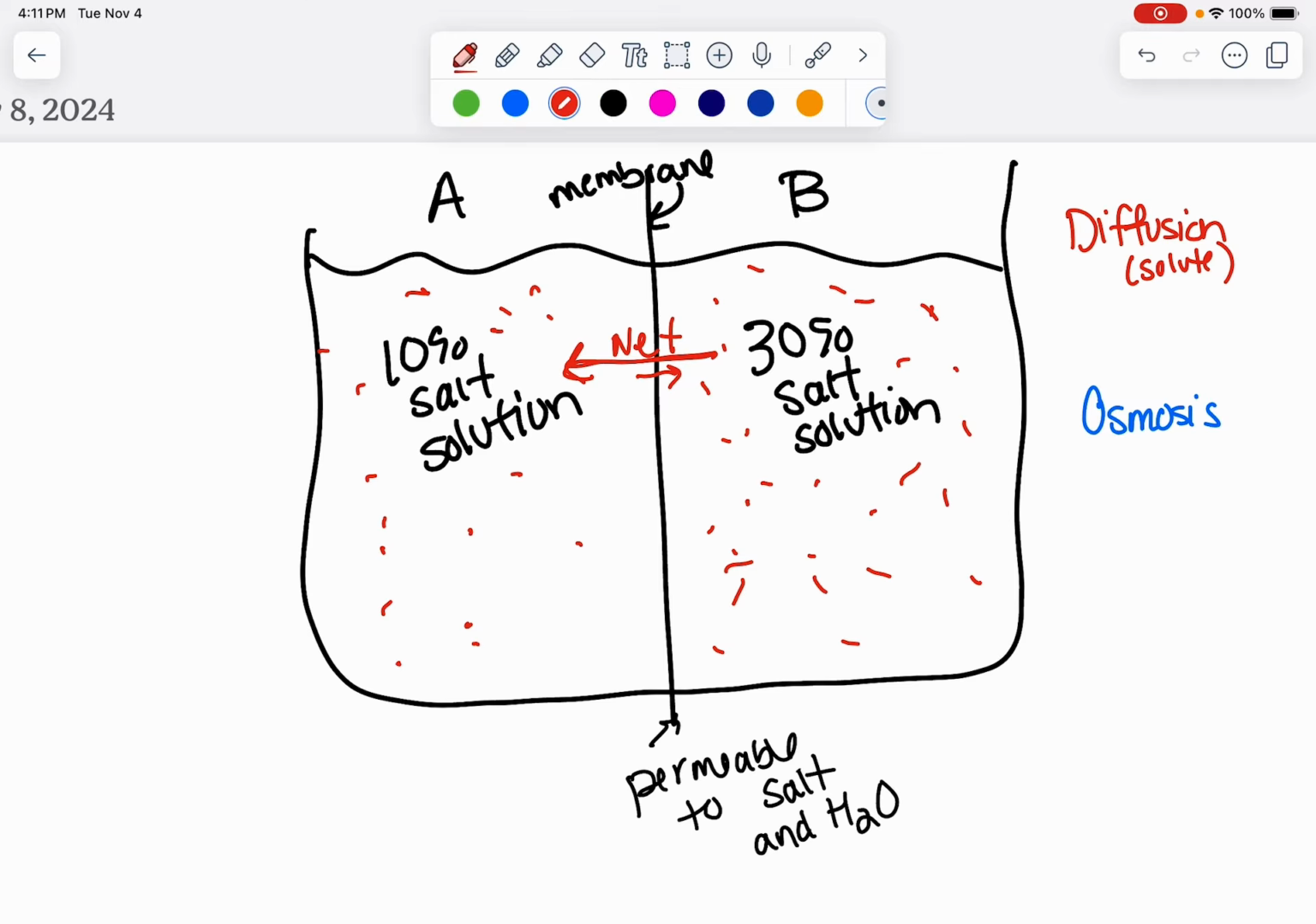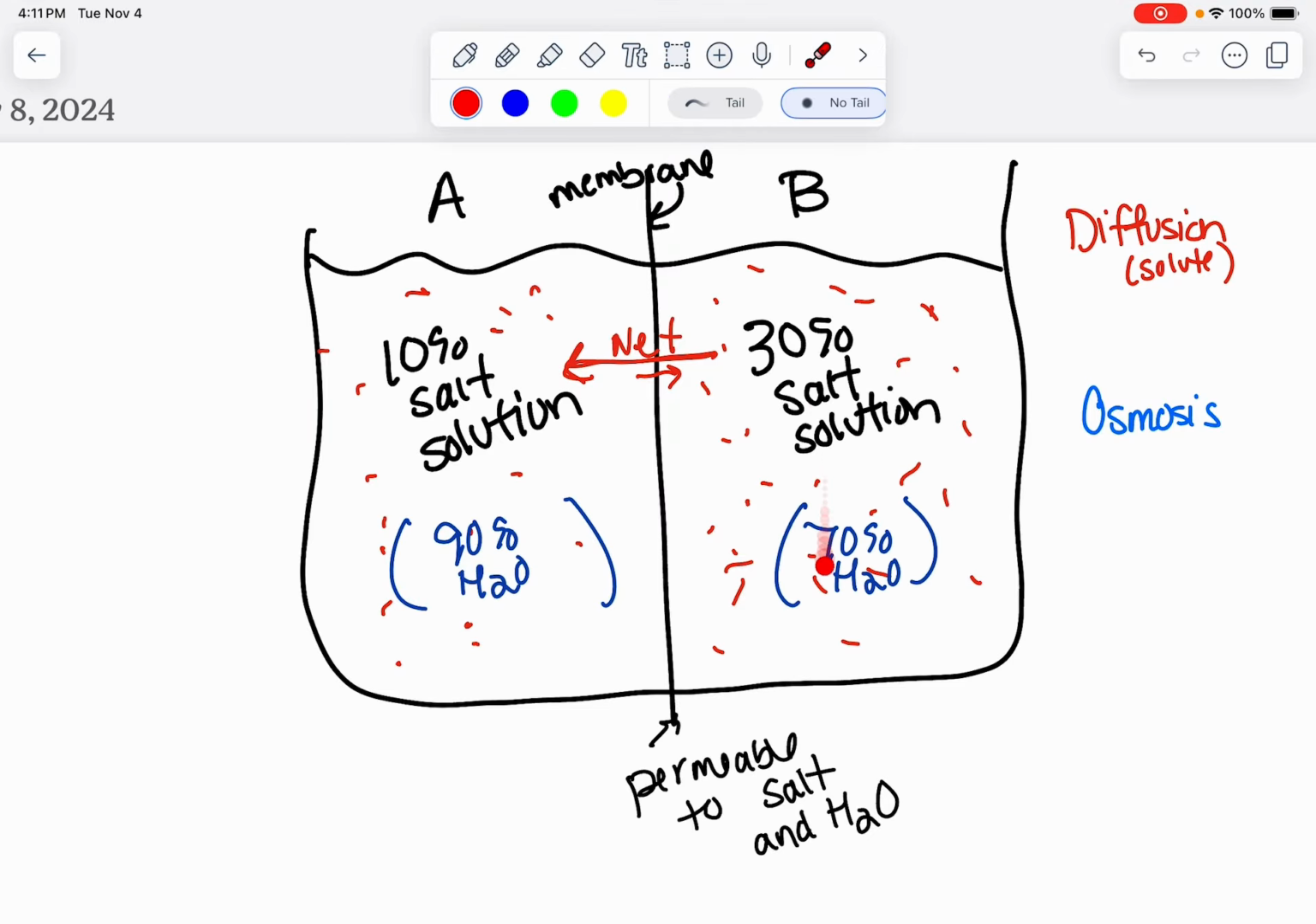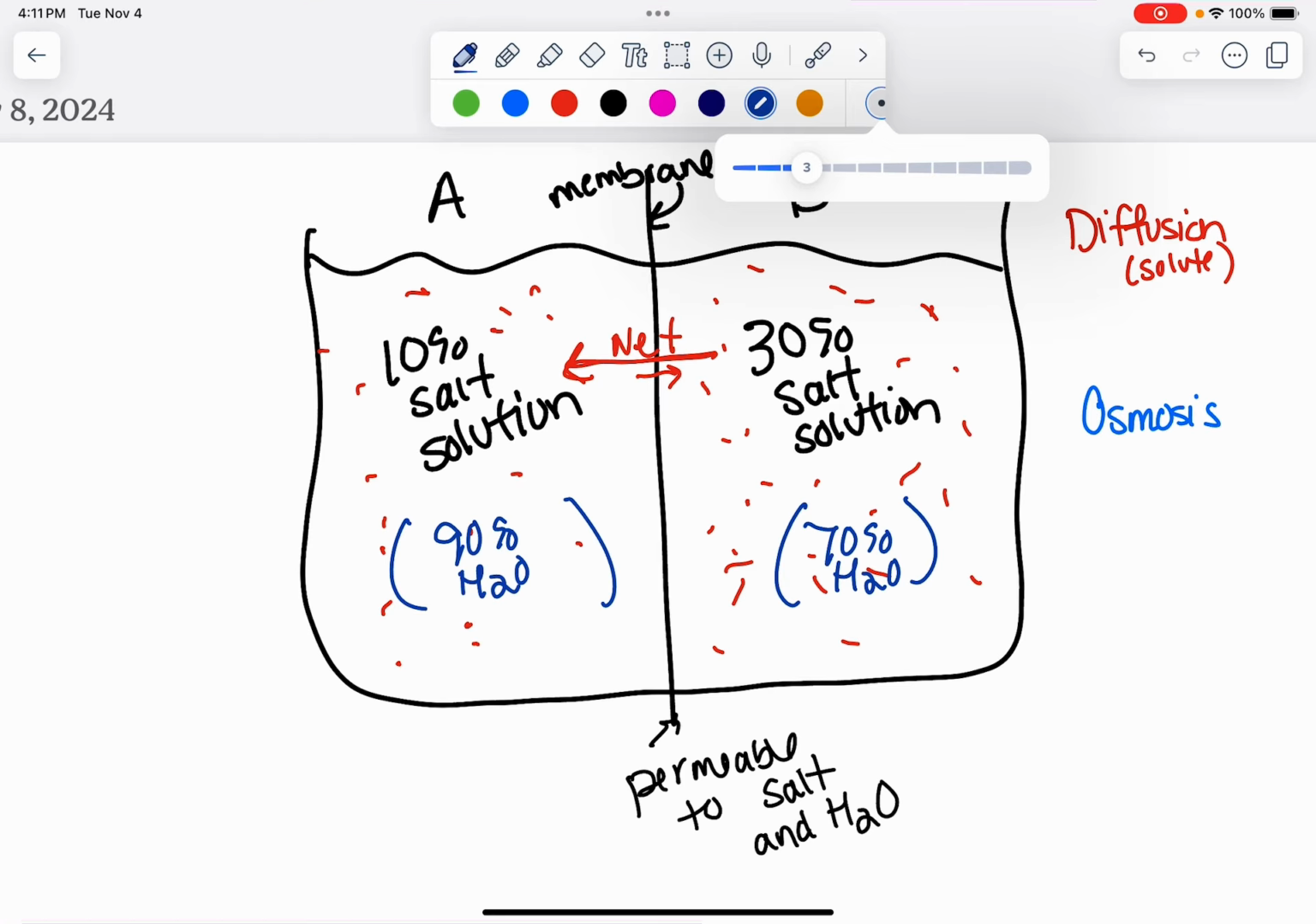Osmosis then. They don't give you the osmosis. There's not like a water concentration. That's not really the term we use. But if it's a 10% salt solution, what that means is that 90% of the molecules on this side are water. And then here, that means 70% of the molecules on this side are water, right? Because it has to add up to 100.